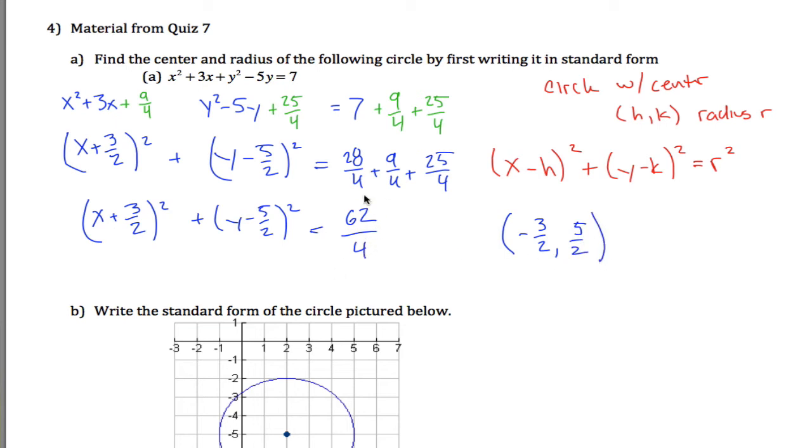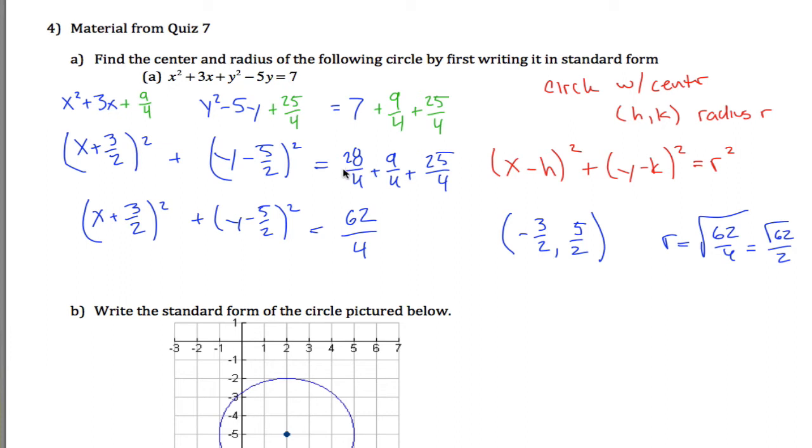What's playing the role of r? Well, this thing right here is r squared. Right? 62 over 4 is r squared. I don't want r squared, I want r. If 62 over 4 is r squared, then r is equal to the square root of 62 over 4, or the square root of 62 over 2. This is the center, this is the radius. Note that this is negative 3/2 and this says positive 3/2. This is negative 5/2 and this is positive 5/2. That always happens. The coordinates of your center will be the opposite sign-wise of these two numbers. And that's because we have these negatives in the formula.